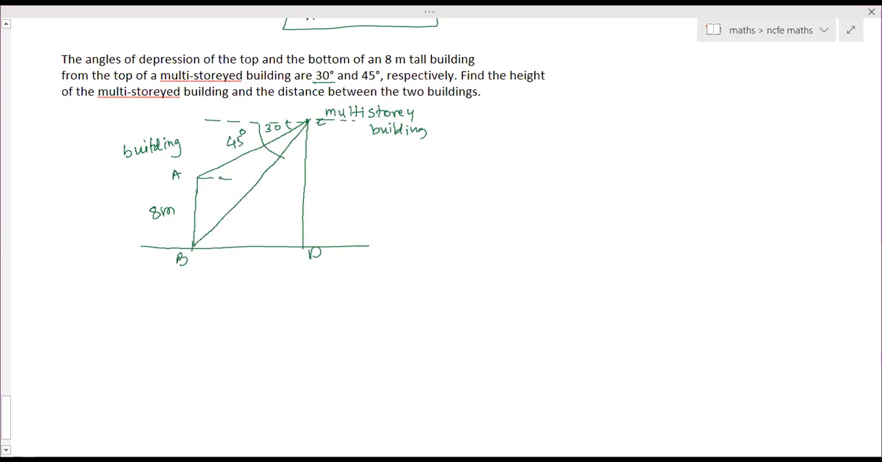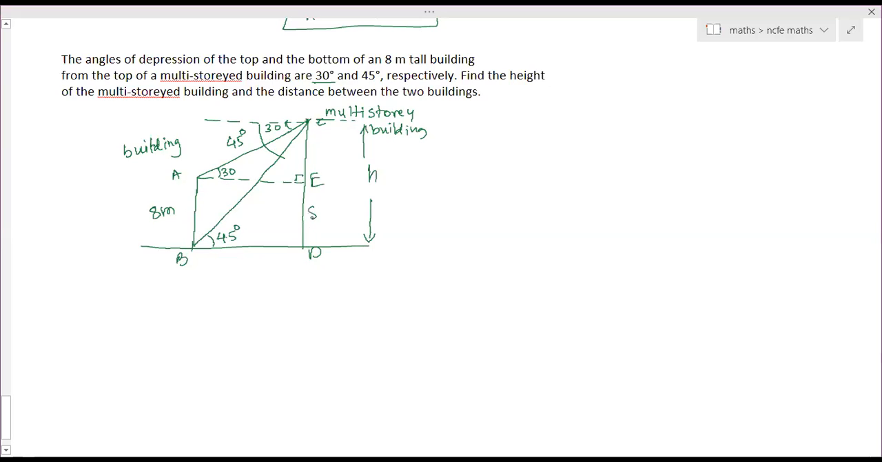If you draw the horizontal line here, 90°. If this is 30, then this angle is also 30°. And if this full angle is 45, then this is also 45 degrees, alternate interior angles. This is 45, this is 30°. Find the height of the multi-story building. This height of the multi-story building we consider as H. This is 8. Suppose this is point E.